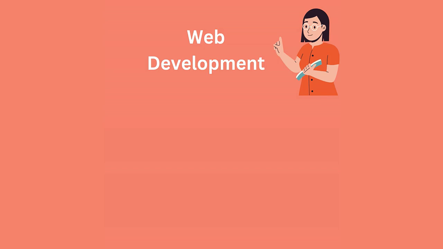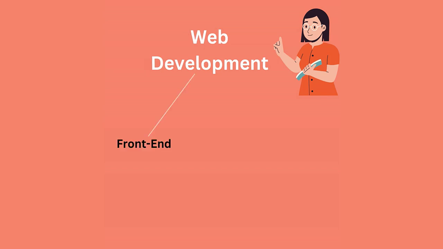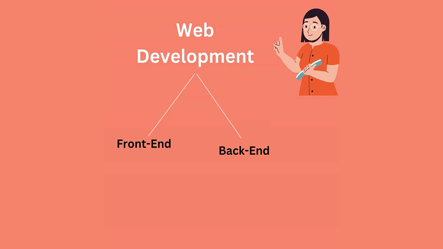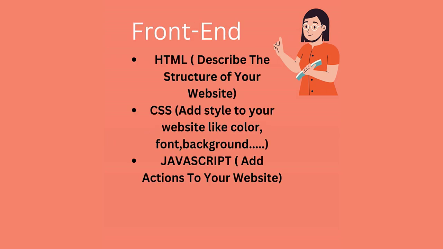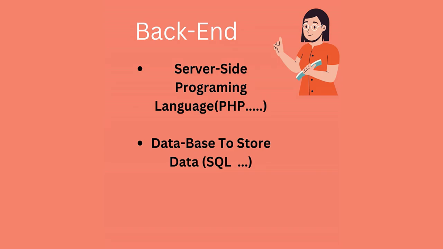Web development is divided into two parts. We have a front end, and we also have a back end. In the front end, there is HTML, which describes the structure of your website, like adding buttons and inputs, and CSS to add style to your website, like colors, fonts, and backgrounds, and JavaScript to add actions and functionality to your website. And in the back end, we have a server-side programming language like PHP and a database to store our data, like SQL.